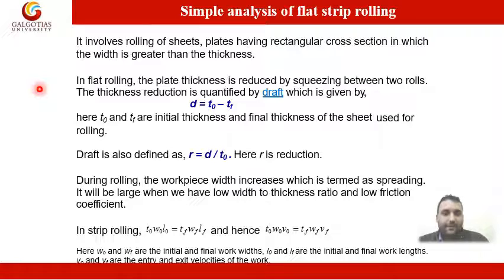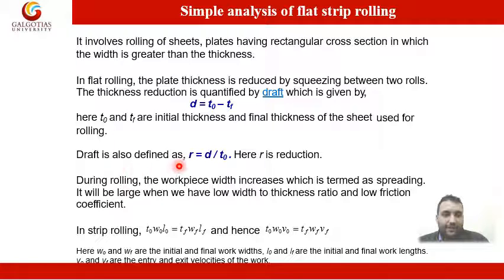Next is an important part of this rolling mechanism, that is the concept of rolling. In this method, we will use a simple analysis for flat strip rolling. It involves the rolling of a plate having a rectangular cross section in which the width is greater than its thickness. In flat rolling, the plate thickness is reduced by squeezing between two rolls, as we already discussed in the last lecture. The thickness reduction is quantified by draft, which is given by d equal to t0 minus tf, where t0 and tf are the initial thickness and final thickness of the sheet used for rolling.